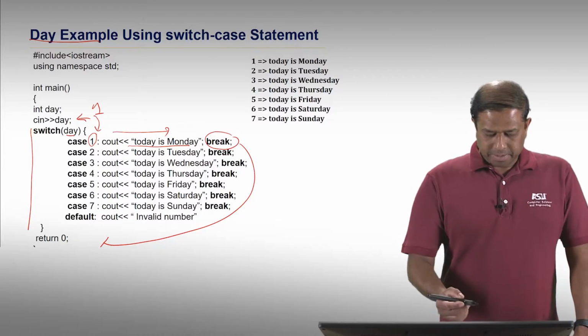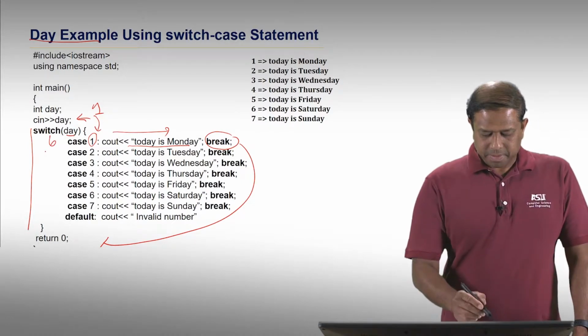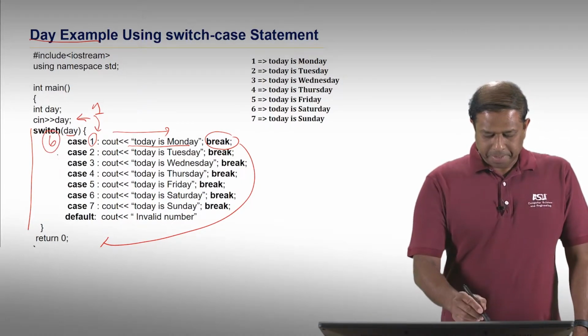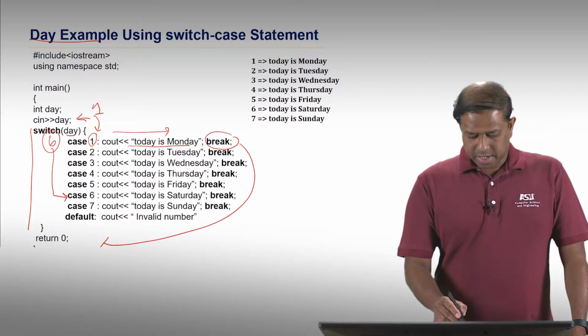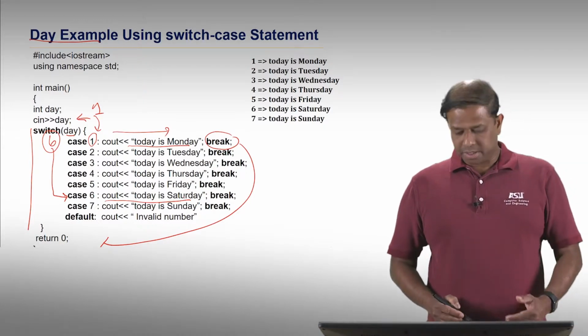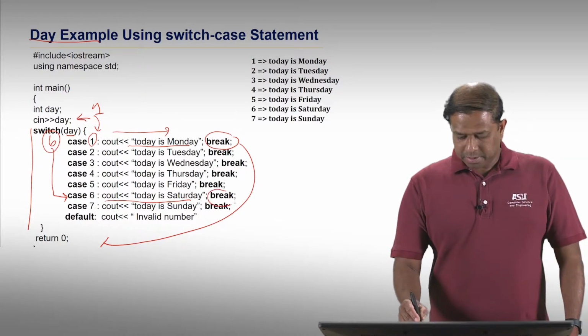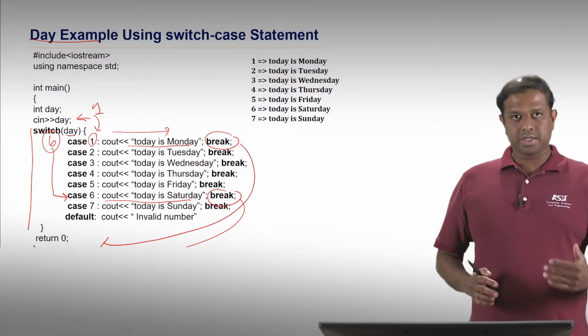Right, now suppose the user entered something like 6. If the user input is 6, then we'll be directly jumping into case 6 and executing the statement that belongs to 6, and then "today's Saturday" will be displayed, and then with the break statement, we'll be getting out from the program. Right, so this is a much nicer construct.